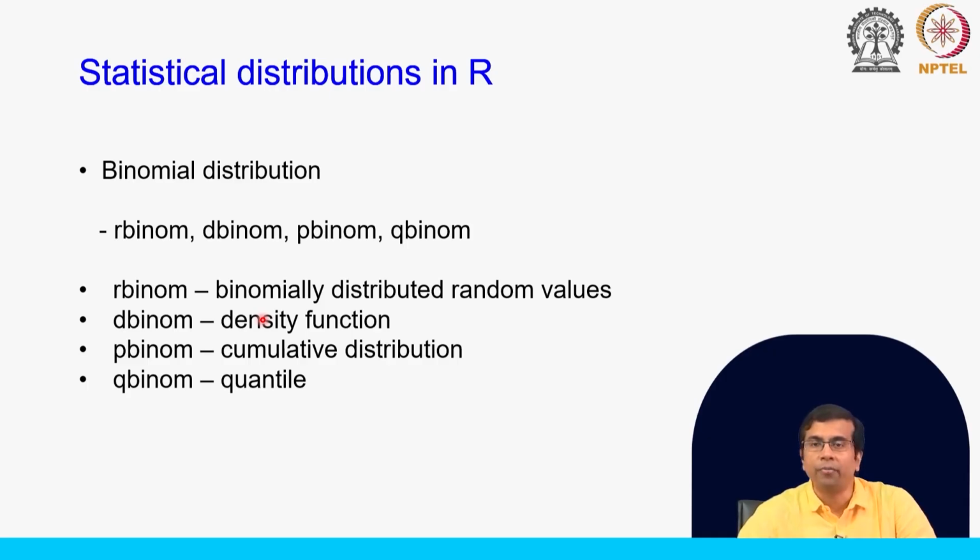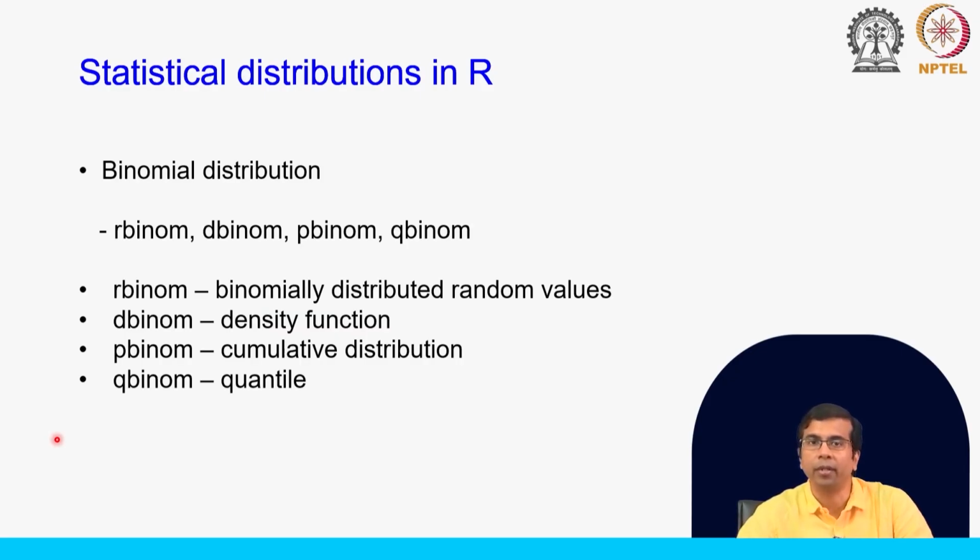So rbinom we use if you want to generate binomially distributed random values, a set of values that's binomially distributed. The dbinom function is the probability density function, so it will tell you the probability density.